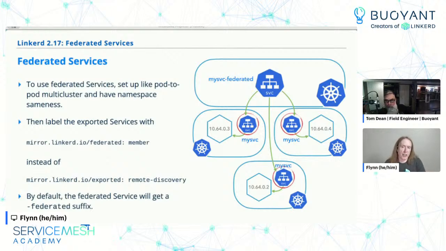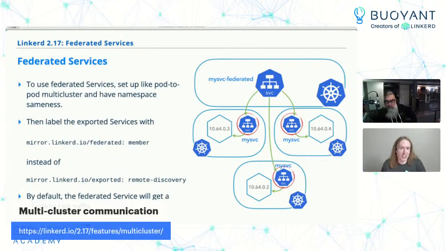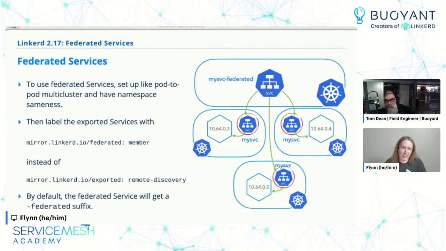By default, it will get a -federated suffix as opposed to a -clustername suffix like you would see with normal pod-to-pod multi-cluster. There is a way to change that suffix. I confess I have not played with that, mostly because it's handy to just stick with the default in a lot of situations. A reason you might change that suffix is if you have an application that is really difficult to change how it's routing and you want to match another name.